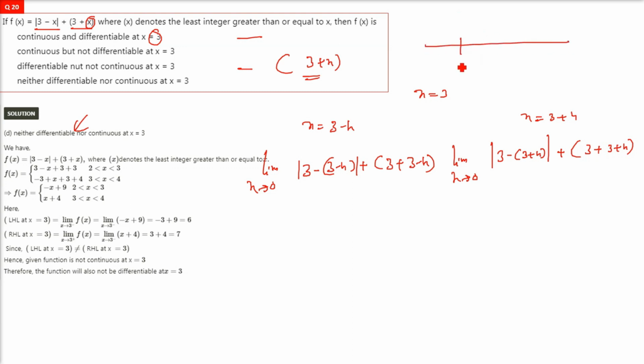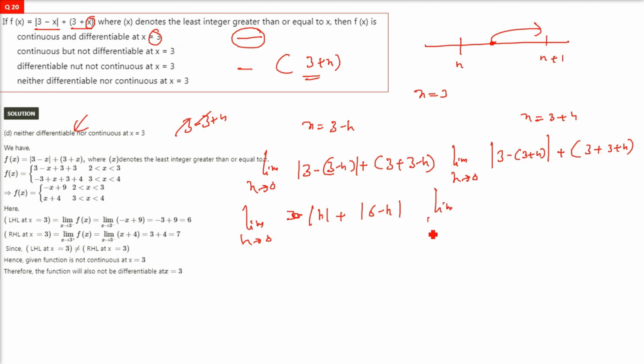Please remember, in the greatest integer function, whichever value is between n and n plus 1, you'll always get n. But when it is greater than or equal to, that means the least integer, you'll always get n plus 1. So this 3 minus h will be what? 3 minus 3 plus h, 3 gets cancelled, you have h here. So modulus of h plus the least integer of 6 minus h. On the right, you get limit h tends to 0, 3 minus 3 plus h, so you get negative h, modulus of negative h, and you have this 3 plus 3 plus h. So 6 plus h you'll get.